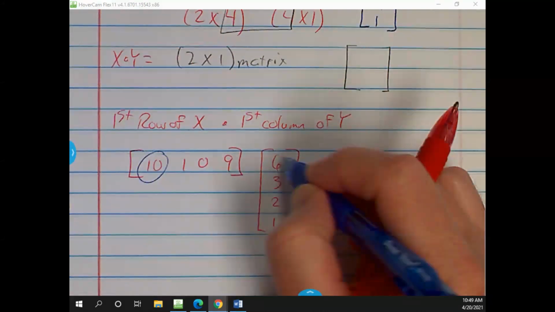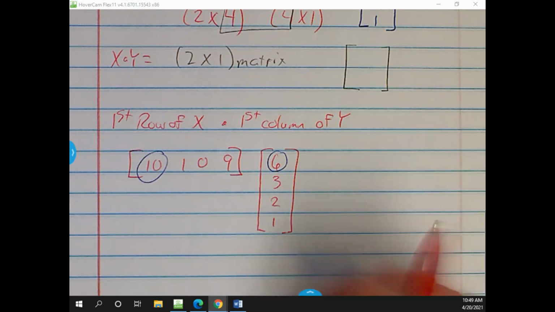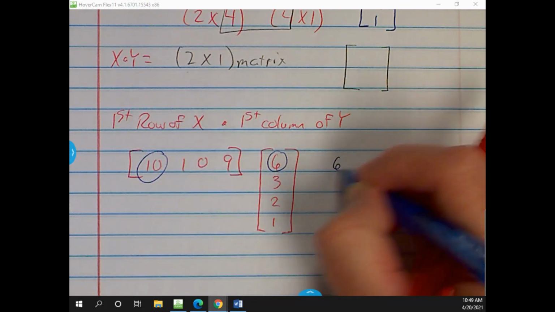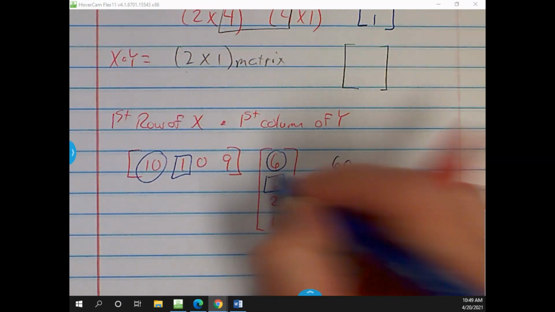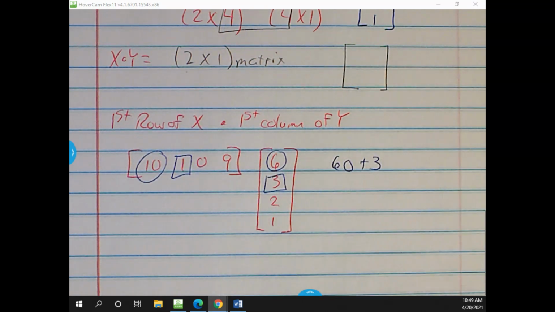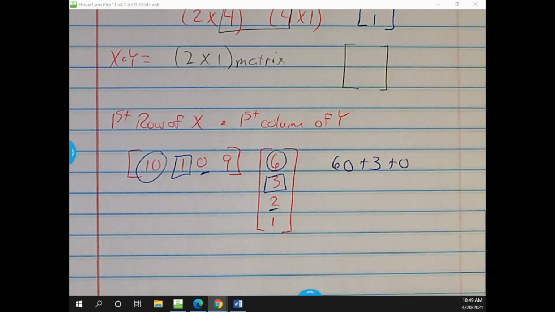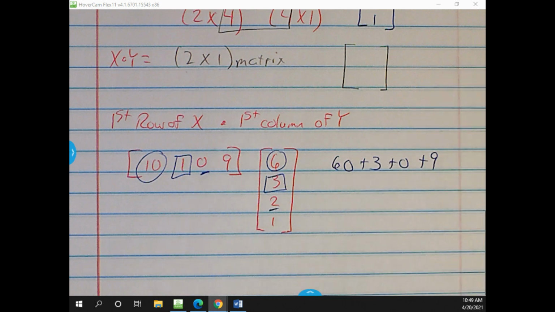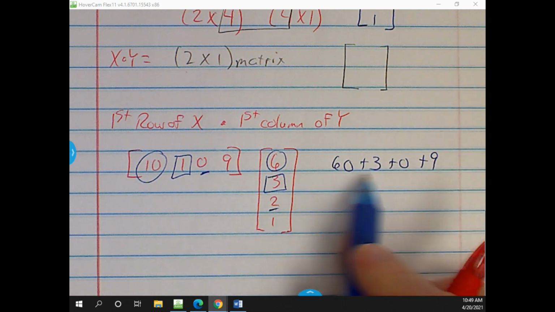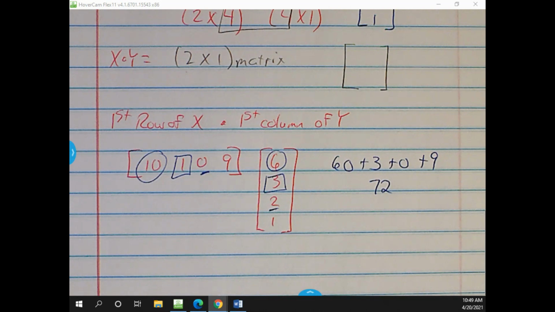All right, and again, just one number at a time, multiply them together. So it's 10 times 6. If you don't write the numbers down, that's fine, because these numbers, we can do it in our head. 10 times 6 is 60. We've got to do 1 times 3, which is 3. 0 times 2, which will be 0. And then the last one, 9 times 1 is 9. So it's 63 plus 9. That'll make it 72.